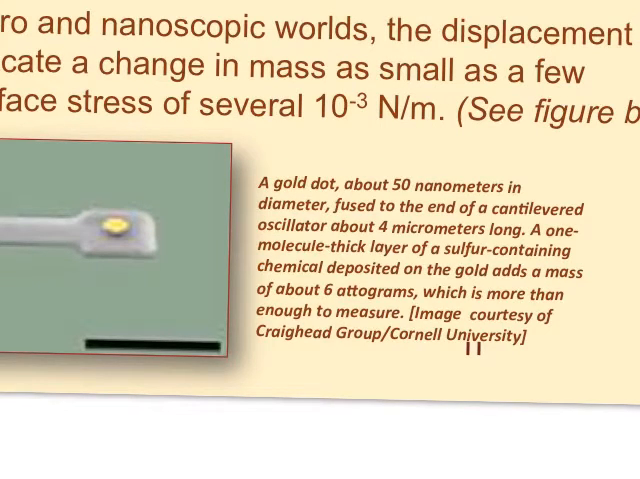I think in this case it was 6 attograms. So this is about 50 nanometers across. It's a pretty small dot of gold. So atto, what is that? Nano is minus 9, pico is minus 12, femto is minus 15, atto is minus 18. So 10 to the minus 18 grams, so 6 times 10 to the minus 18. Not a lot of stuff. But they can measure it, and they can go even smaller now.